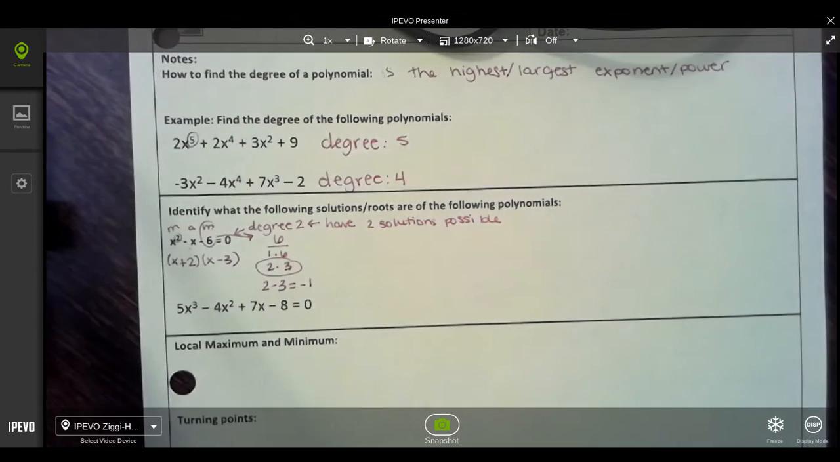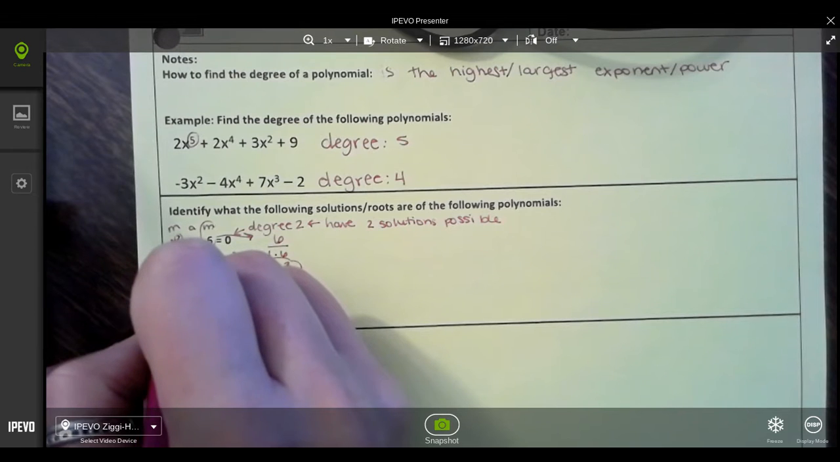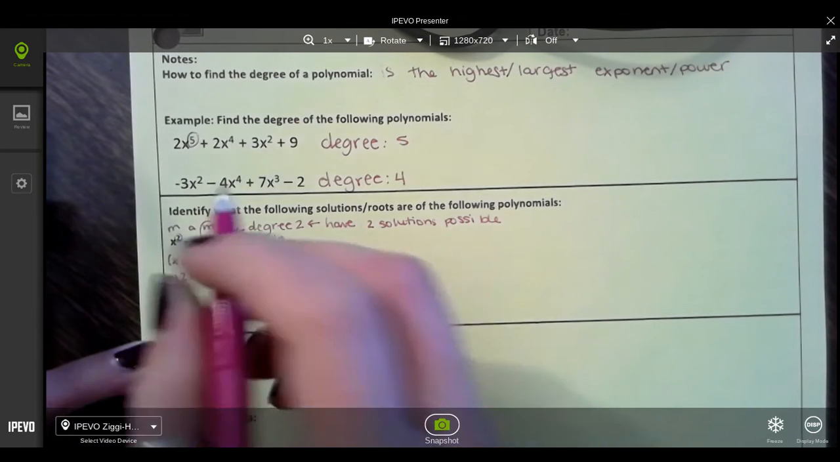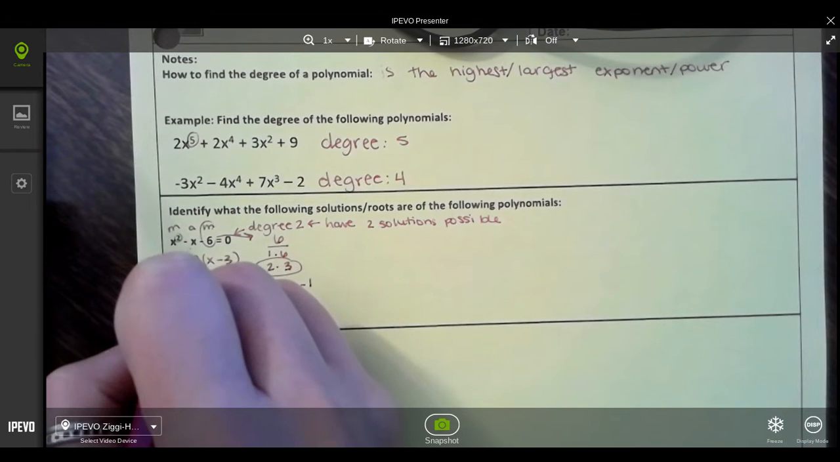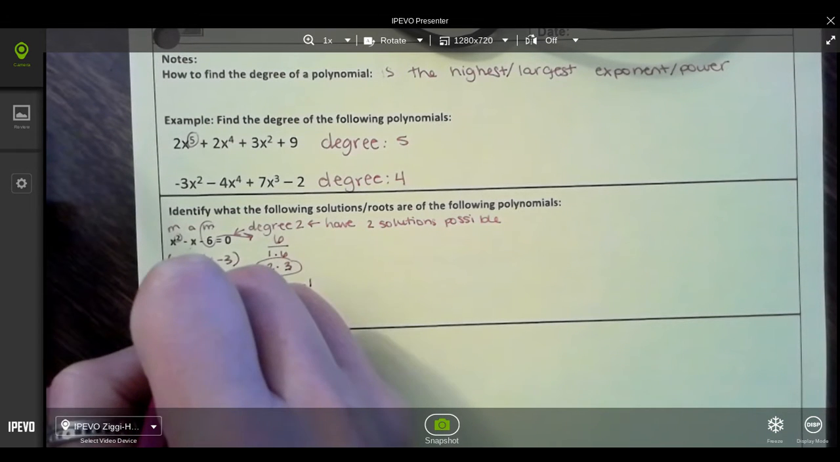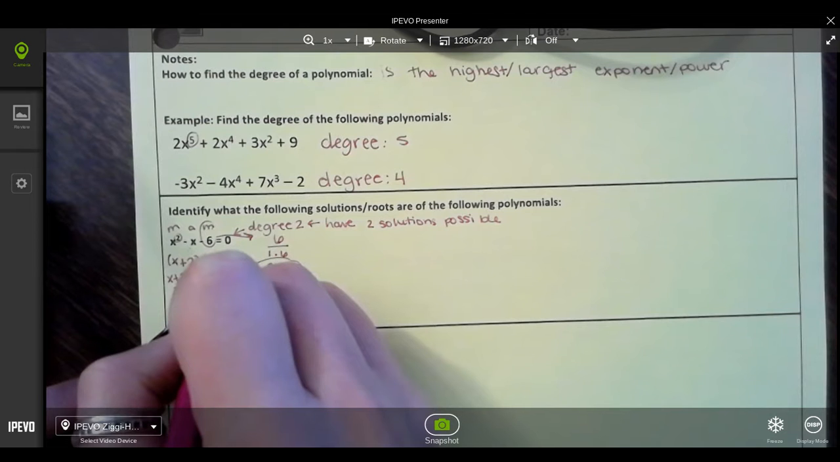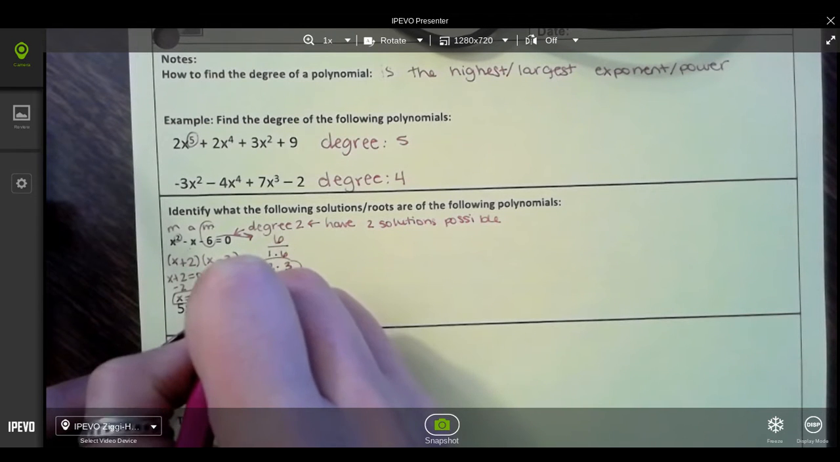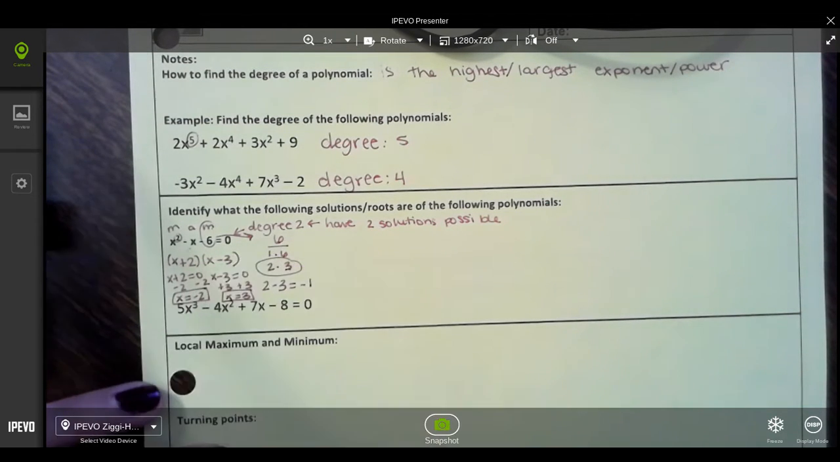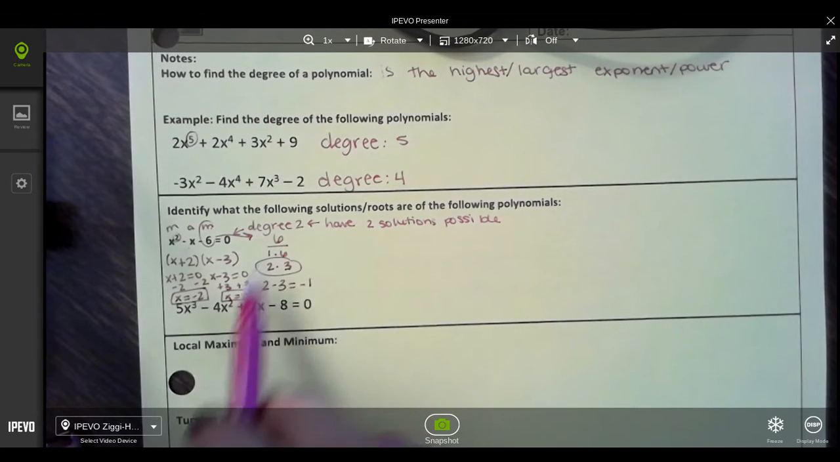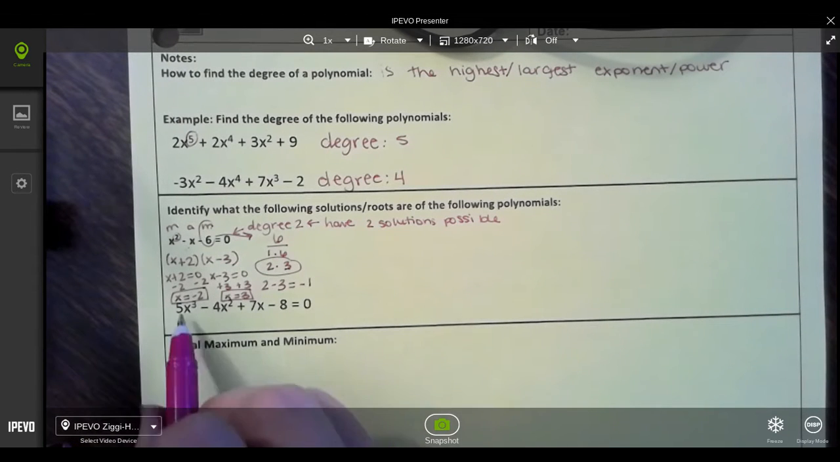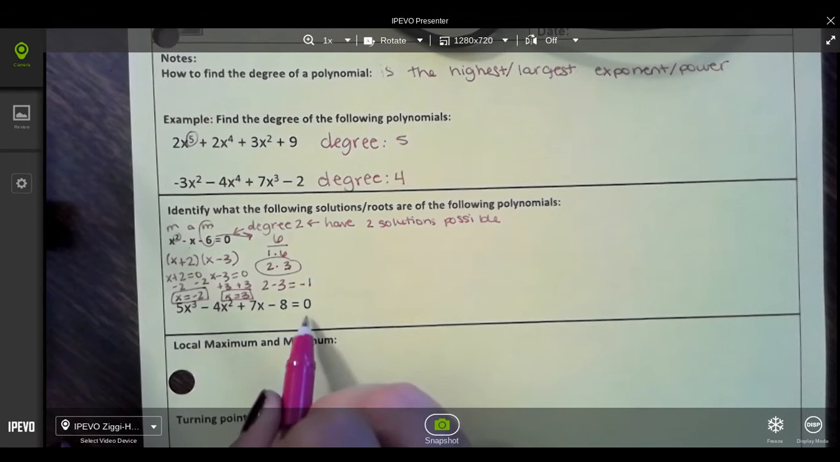Finding my roots or my solutions, I set them equal to 0. So x plus 2 equals 0, and x minus 3 equals 0. Subtract 2 from both sides, I get x equals -2. Add 3 to both sides, I get x equals 3. So these are my 2 roots, and it makes sense to have 2 of them because it was a degree 2.